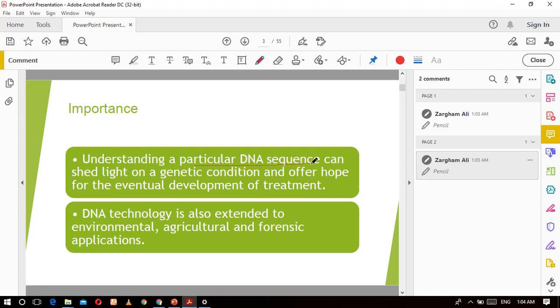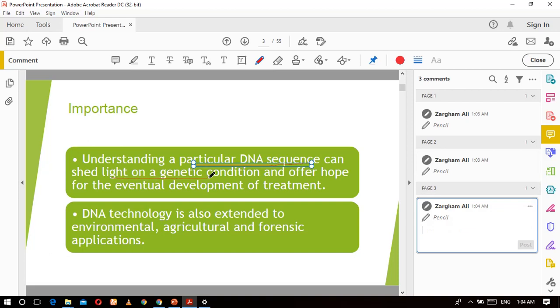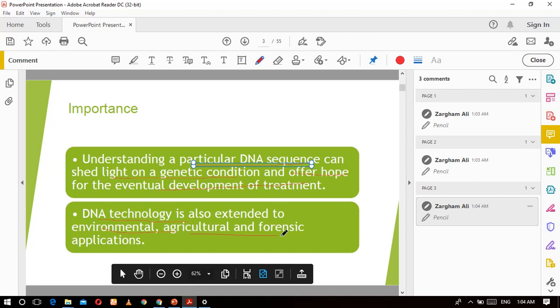Understanding a particular DNA sequence can shed light on genetic conditions and offer hope for the eventual development of treatment. And it is very important for treatment and for curing any disease, especially the hereditary ones. Not only this, DNA technology is also extended to environmental, agriculture, and forensic applications.